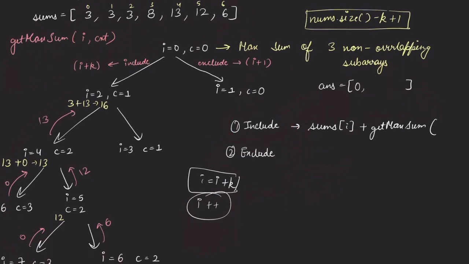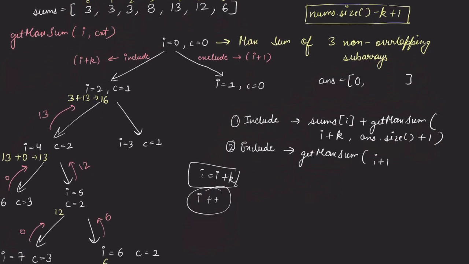This is the include scenario, right? So that is why I will give I as I plus k. And what will be the count of subarrays? It will be my answer dot size, whatever the size is right now, plus 1, since I am including this subarray. So this is what we are going to pass. And if we are excluding it, from sums we won't take anything. We will just call our get max sum function. What will be the I? I will be I plus 1 because we are excluding it, and the count will be answer dot size, whatever it is, right?